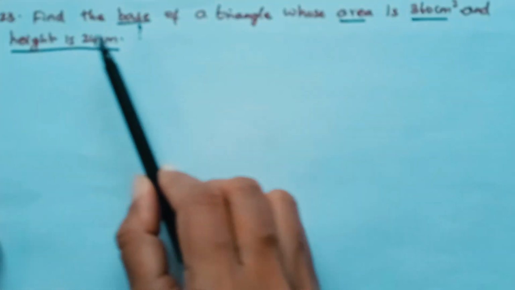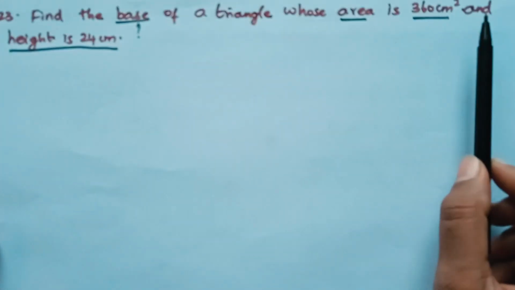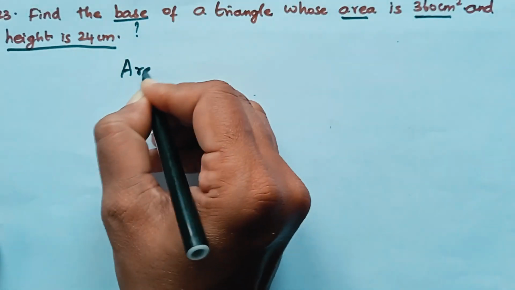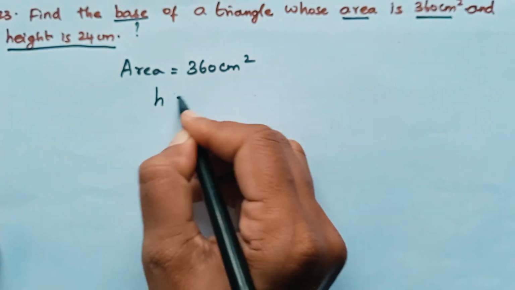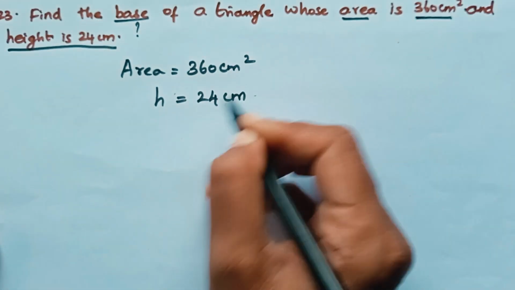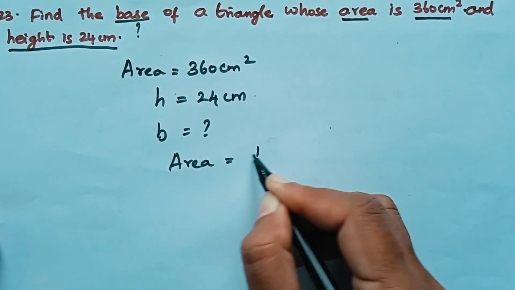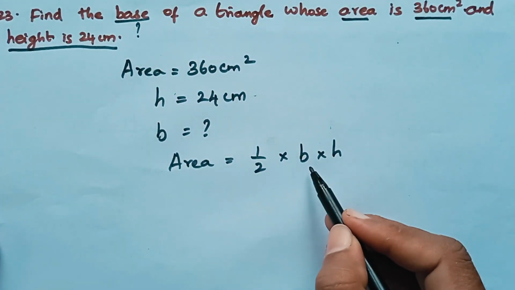Next question: find the base of a triangle whose area is 360 centimeter square and height is 24 centimeter. In this question they have given area as 360 centimeter square and height h equal to 24 centimeter. We need to find the base. Using the area of a triangle formula, half into base into height, we can find the base.